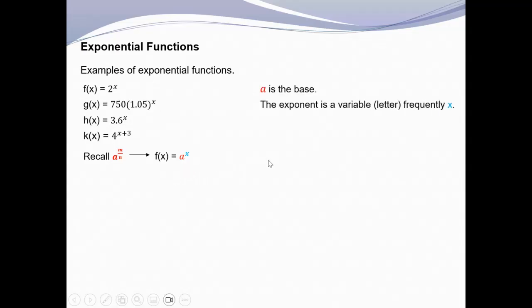So examples of exponential functions, right? These are called exponential functions. And why are they all called exponential functions? Because the exponent is a variable. If you notice, it's an x, or it can be a y, or any variable. That's what it means, an exponential function. Remember, we call a the base, and the exponent will be the x, which is called a variable.